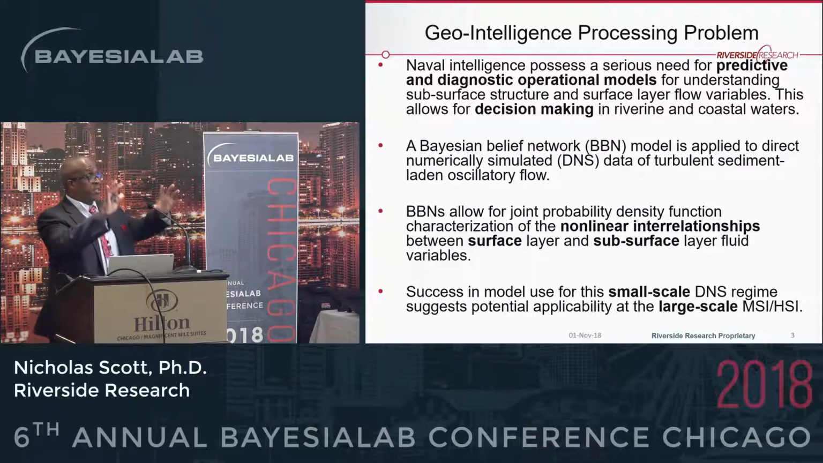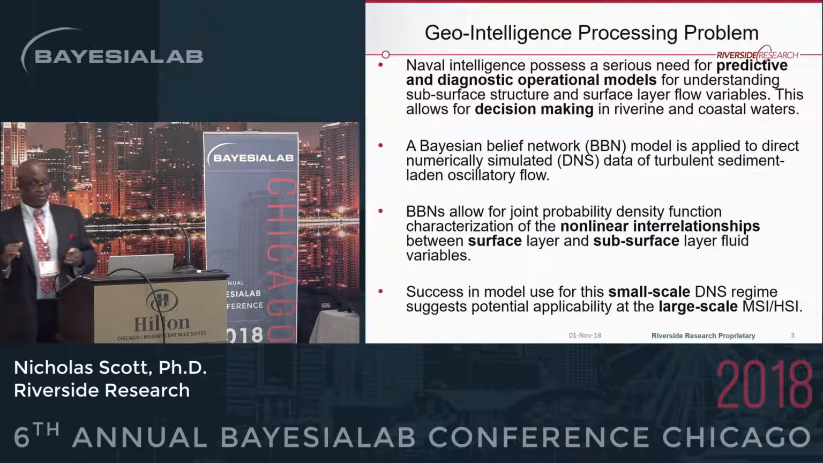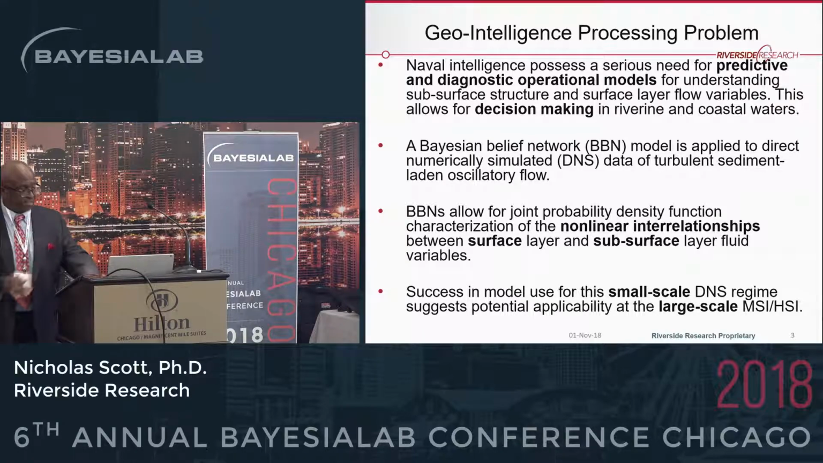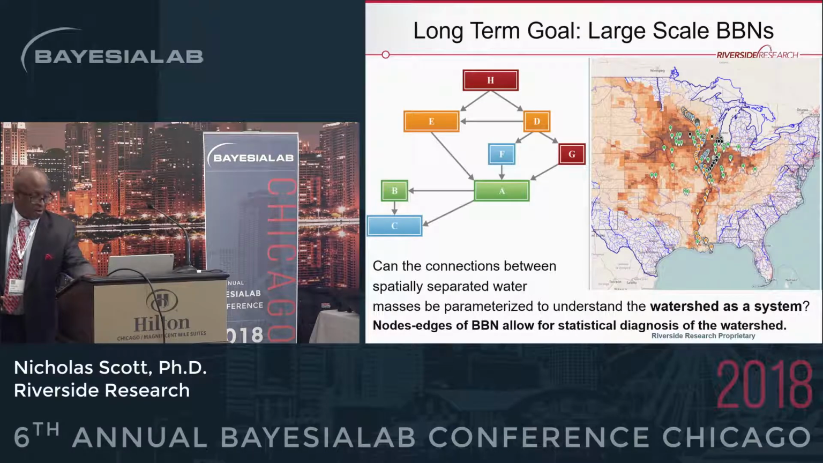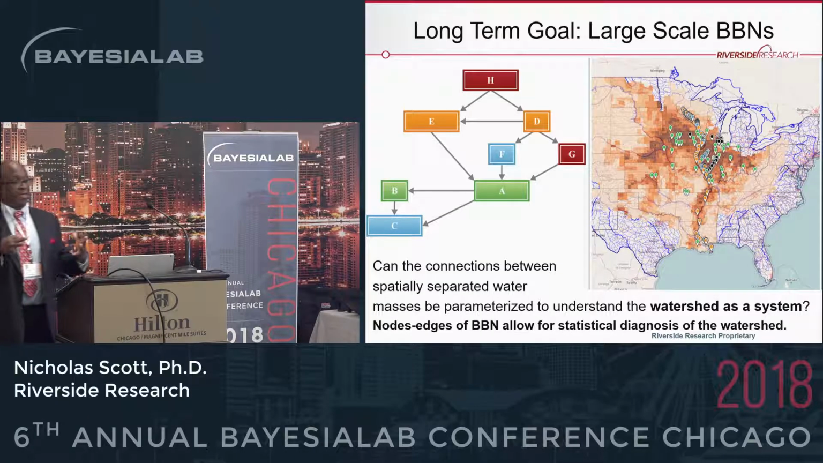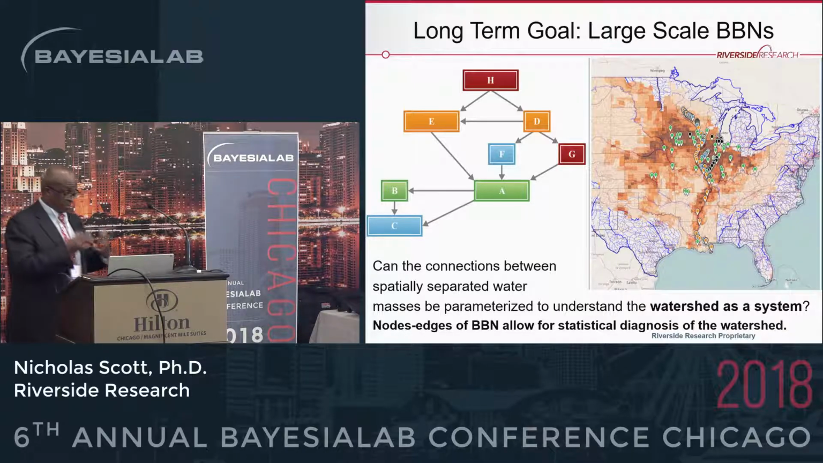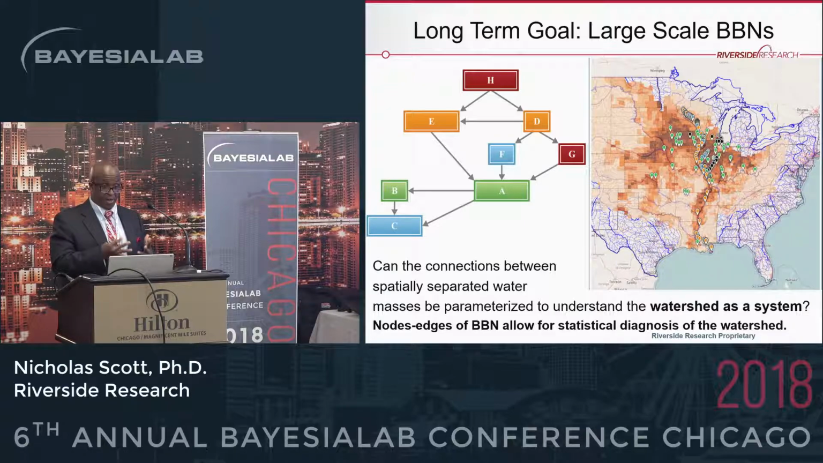And at the large scale, what we're imaging, we're using MSI, HSI, hyperspectral imagery, multispectral imagery. So using DNS as a proxy for MSI or large scale measurements. The long-term goal, again, is the large-scale stuff. That's what the Navy cares about. That's what a lot of watershed organizations care about.